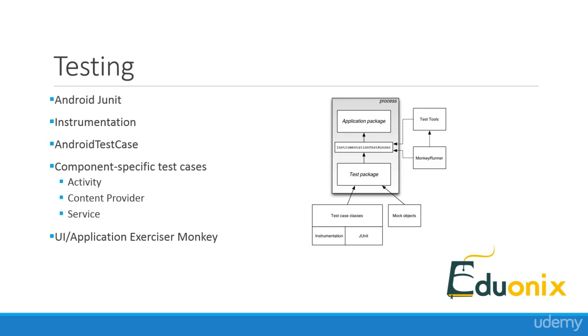The UI Application Exerciser Monkey is a program that runs on your emulator or device and generates pseudo-random streams of user events such as clicks, touches, or gestures, as well as a number of system-level events. You can use the monkey to stress test applications that you're developing in a random yet repeatable manner.